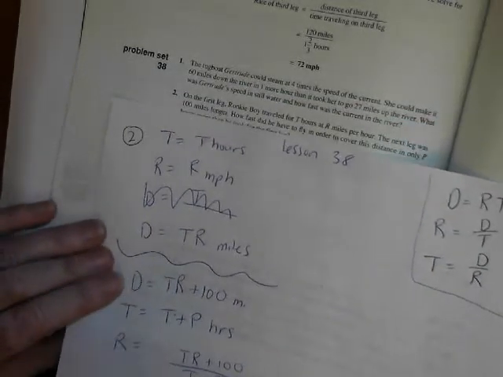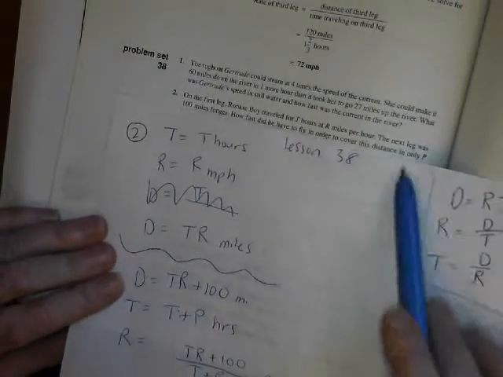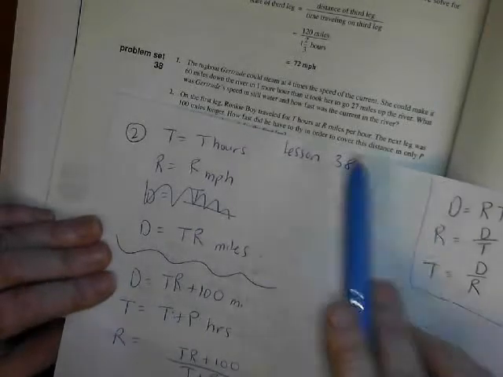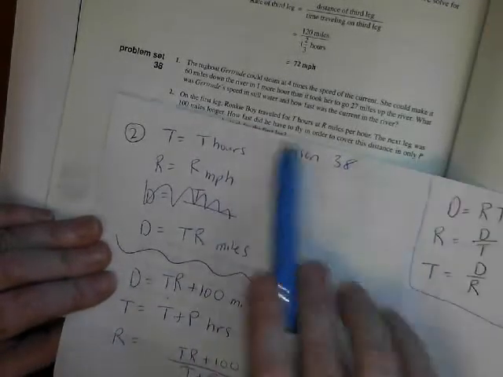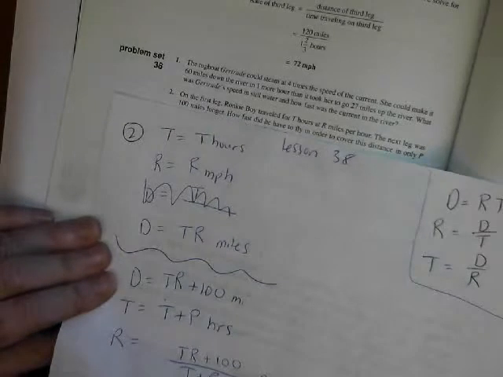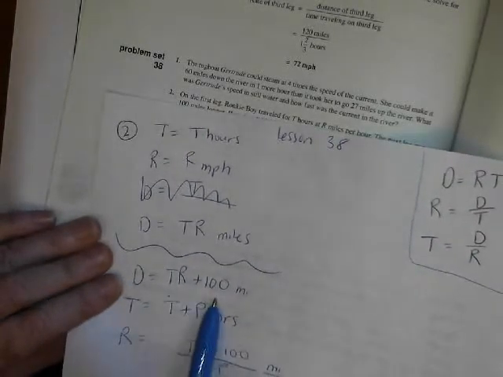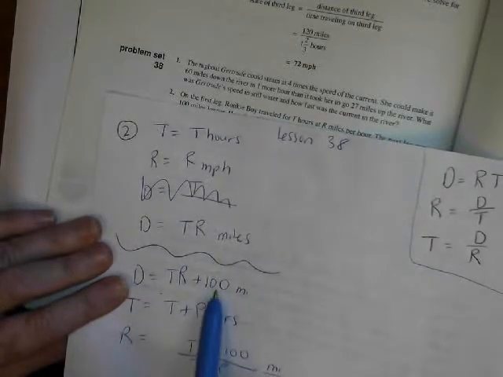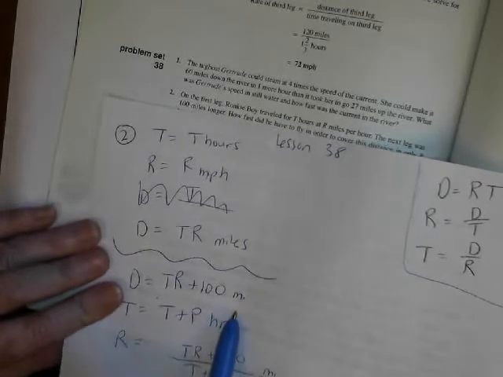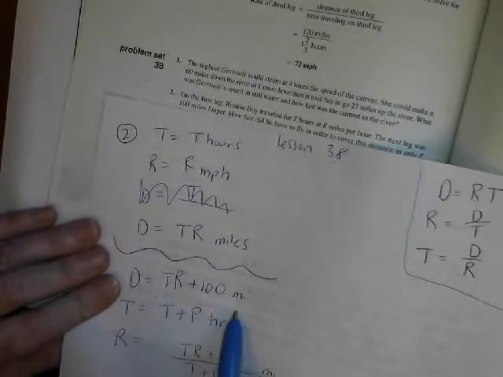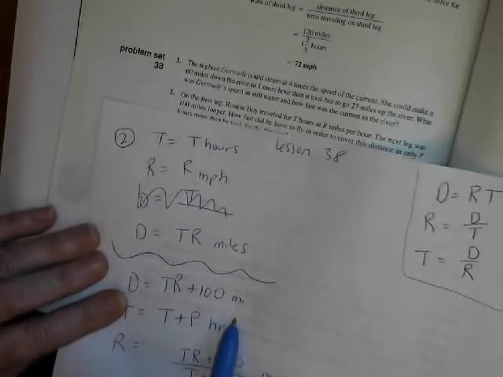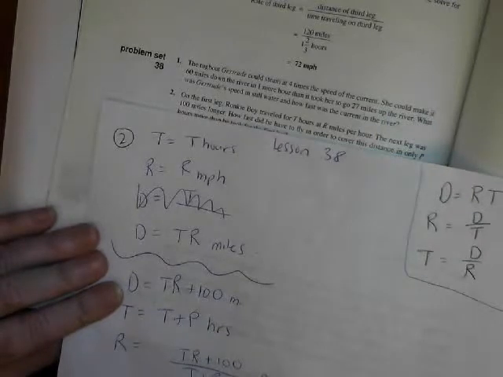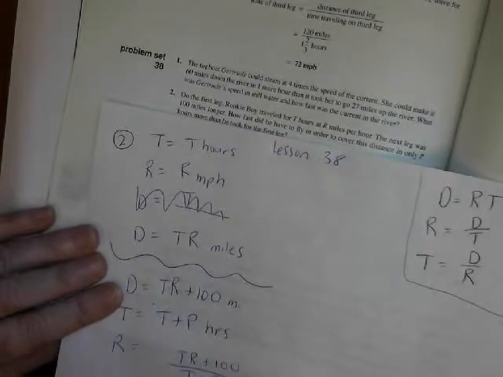And then the second part of the question: that was just the first sentence, and now it says the next leg was 100 miles longer. So that immediately made me say I have to add 100 to my distance, because it said it was 100 miles longer. So my new distance is going to be my old distance plus 100. And then it says, how fast did he have to fly in order to cover this distance in only P hours more? Well, it says how fast did he have to fly, so that makes me know the thing I'm going to be solving for is rate.